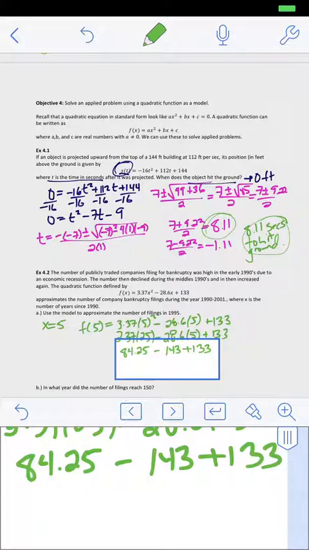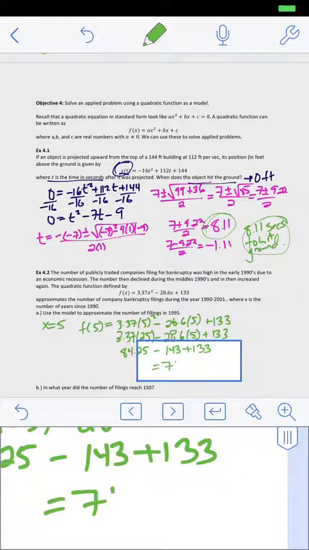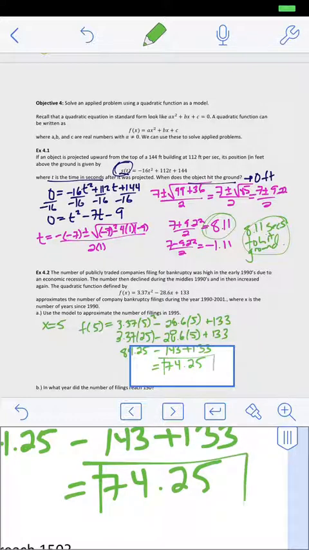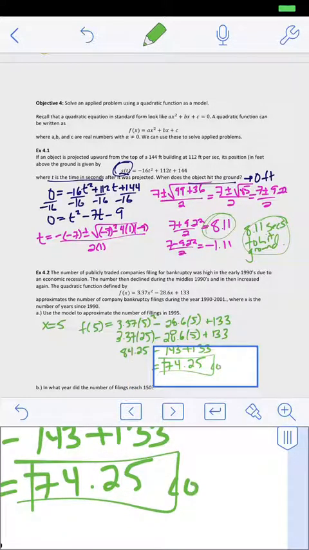And we get a whopping 74.25 companies filing for bankruptcy. That's a lot of companies. That sucks. I almost lost some units on it. Companies, call it a day.